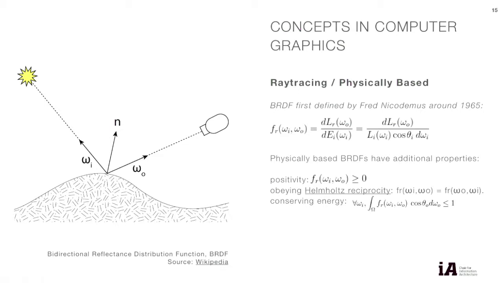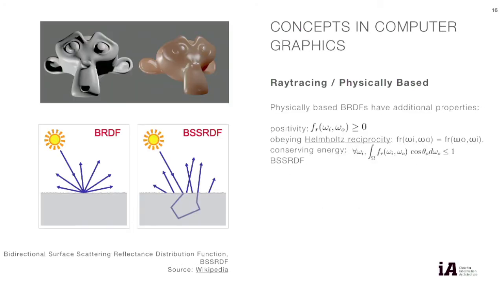So this function should never be below 0. There are some other rules here. There is also the integral over the whole function that must be below 1, so that makes it physically correct.